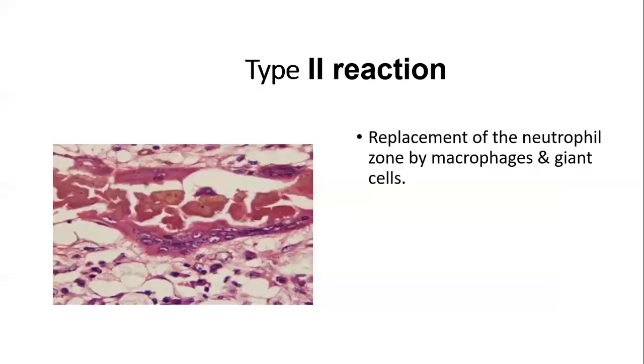What about the type 2 reaction? So the neutrophils become replaced. This is actually a multinucleated giant cell formed from many macrophages fusing together, okay? And you can see here that the grain, the pigment, is there. So this means that this is a type 2 reaction. Why? Because the cells that are immediately adjacent to the grain are formed of macrophages and giant cells.